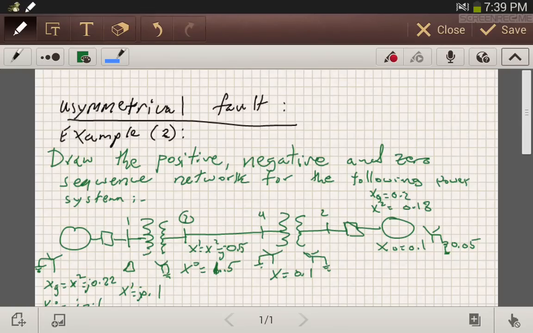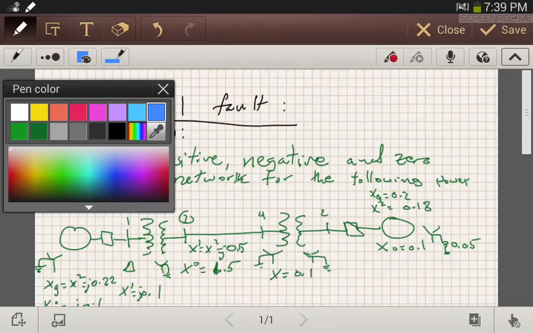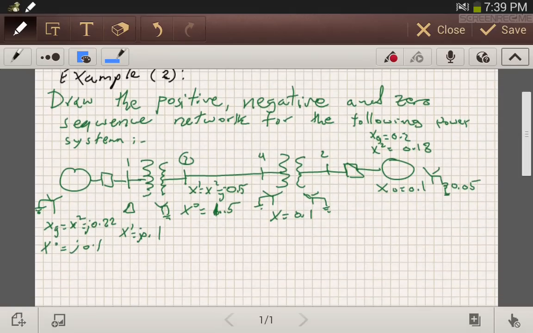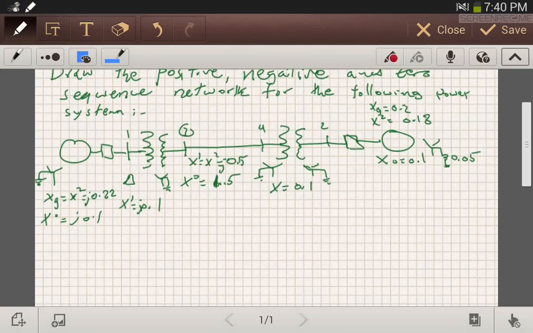Example number 2 in unsymmetrical fault, and for this example we have been asked to draw the positive, negative and zero sequence network for the following power system. So we have, this is the one-line diagram of the system, a generator connected to transformer number 1, then transmission line, then transformer number 2, and then connected to generator number 2 through a circuit breaker.